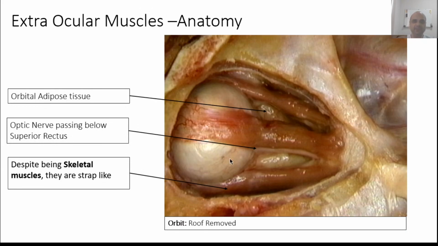So this is another picture of the extraocular muscles, and we are looking at the orbit with the roof removed. We are looking at the superior rectus, the orbital adipose tissue, and the recti muscles, the horizontal recti here. This is the optic nerve right here, and this is the orbital fat right here. As you can see, the orbit is a pretty packed structure with muscles, orbital fat, and the eyeball.